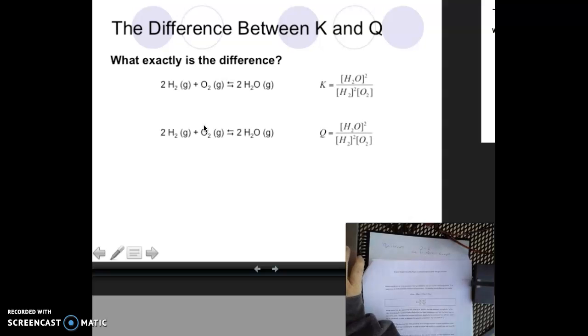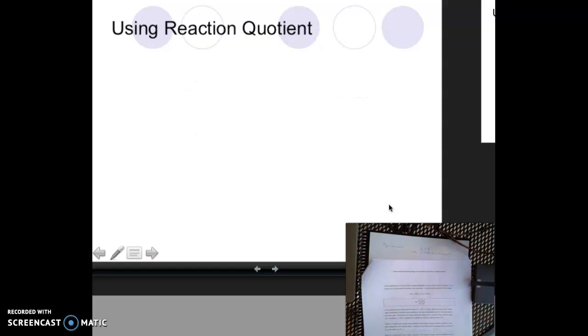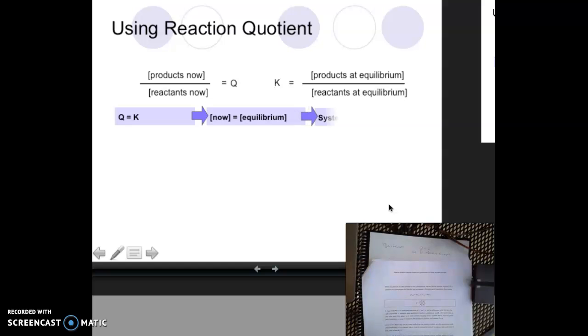Let's take a look. Mathematically, here's an example: hydrogen plus oxygen to form water. Mathematically, they're the same: concentration of water squared over concentration of hydrogen squared times the concentration of oxygen. We just plug them in and solve for K only at equilibrium, for Q any conditions that you have. So how do we compare them? When Q is equal to K, we would say that the system is at equilibrium.